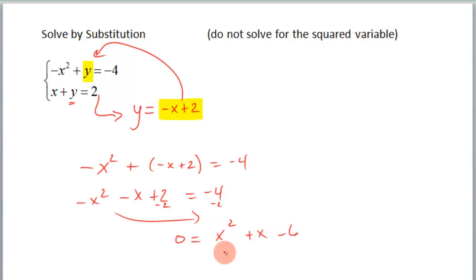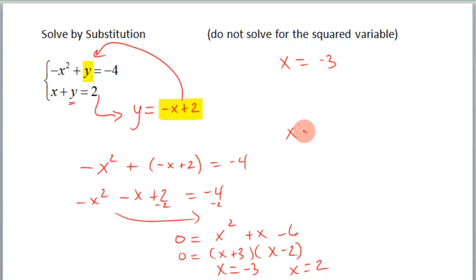Okay, now I can factor that, right? Let's see here. What two numbers multiply to negative 6 but add up to 1? That would be plus 3 and minus 2. So my answers are negative 3 and positive 2. So that's just the x value though, remember? Negative 3, positive 2. Those are two values for x. Now what are their y counterparts? Well, go right back here.